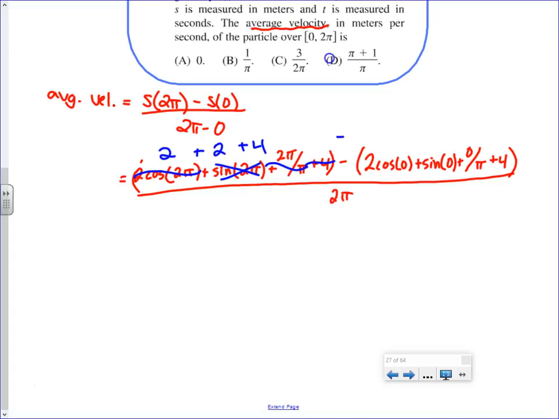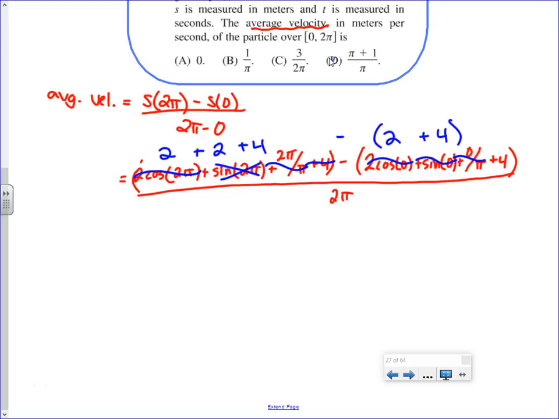Minus 2 times cosine of 0 is 2 again. Plus sine of 0 is 0 again. Plus 0 plus 4. I'm killing something. What am I killing? Oh, it's cat. No. Seal. If I don't distribute my negative, or if I don't put parentheses, am I right? No. I have to put parentheses, right?